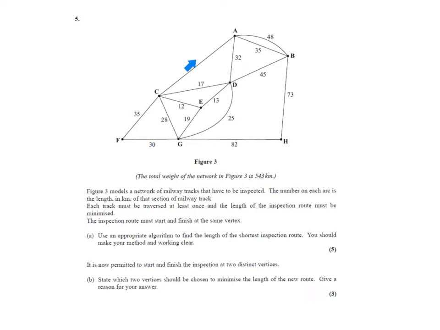These numbers are the length in kilometres of each of the tracks. Each track must be traversed, the inspectors must go along each track at least once, but obviously the length of the inspection route should be as small as possible, and the inspection route should start and finish at the same point, at the same vertex. So we need to find the length of the shortest inspection route and make your method and working clear. So we need to go around every route here and make the whole journey as short as possible.